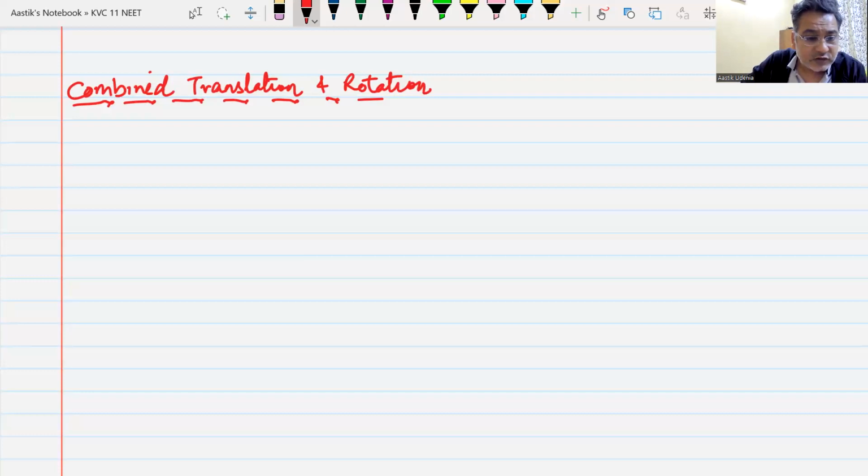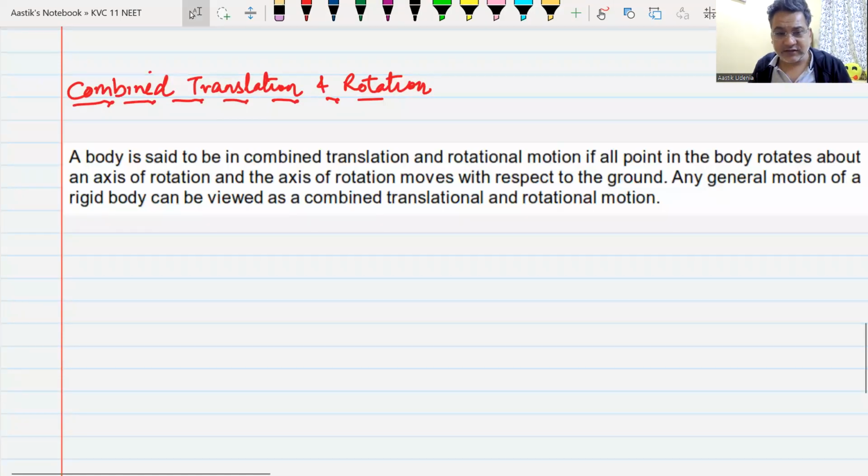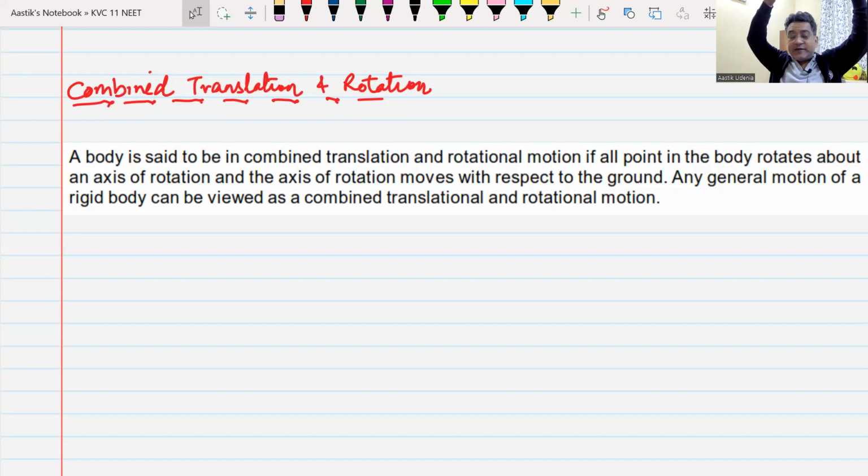In this, the body rotates, but it also moves forward. It does not rotate at one place. Do we understand this? A fan rotates at one place, but God forbid if this fan falls while it is rotating, that is combined motion, because then it will be rotating as well as falling down, and that will create a big mess here. Let's not get so messy and try to understand what combined motion is. Do we understand this? Yes or no?